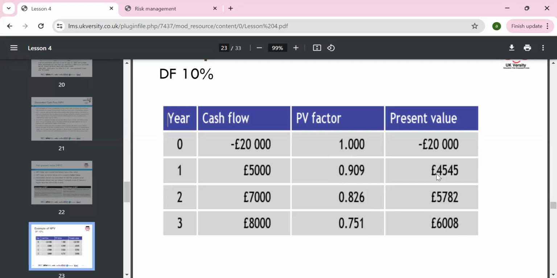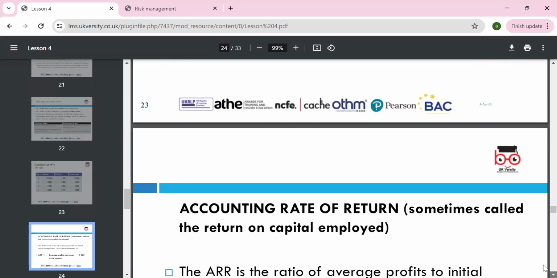If I add it all up, my NPV is 6,000 plus 5,000 plus 4,000 and so on, totalling some 16,000 pounds. That's against 20,000 in investment, so my NPV is negative. I would not accept the project.